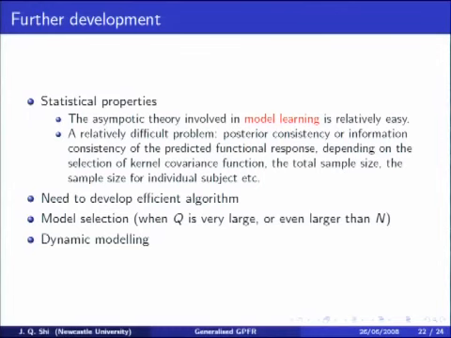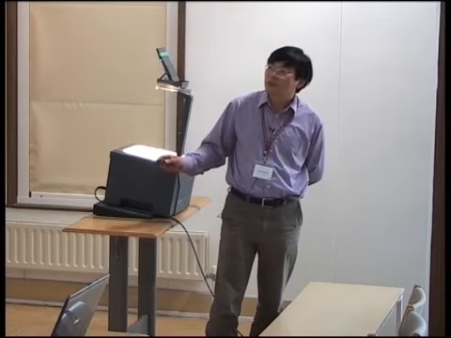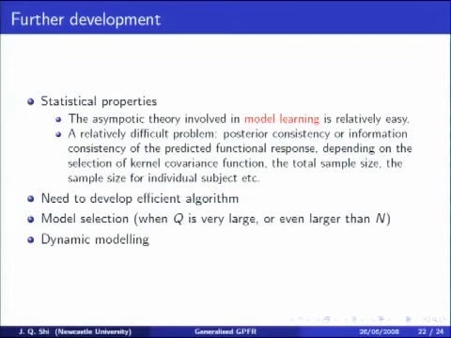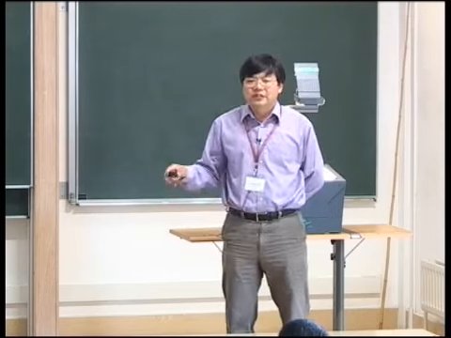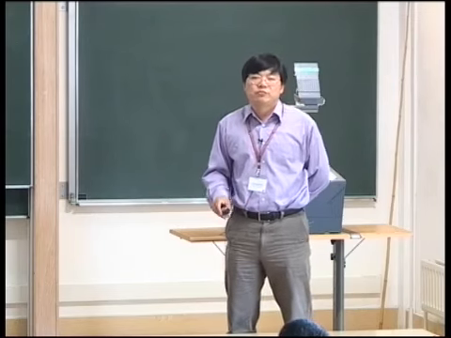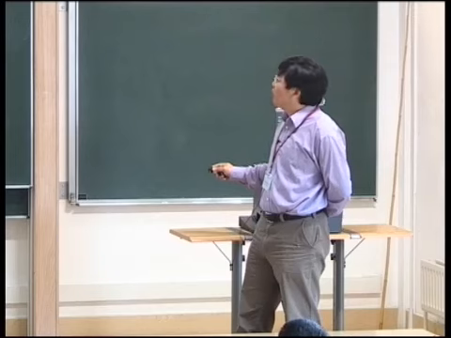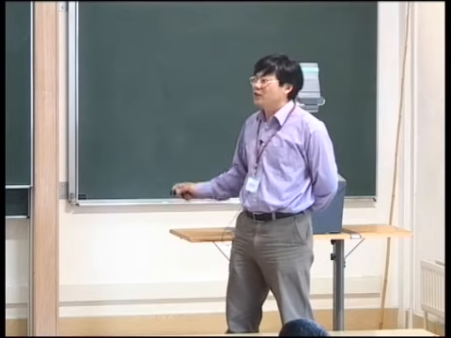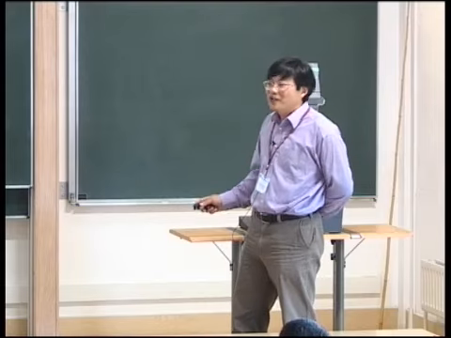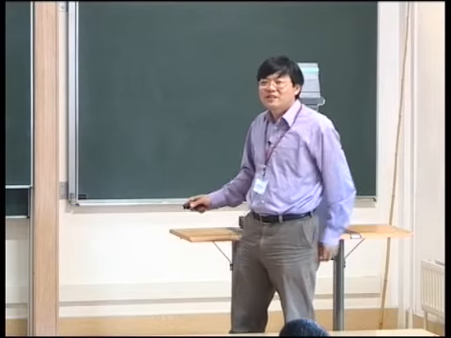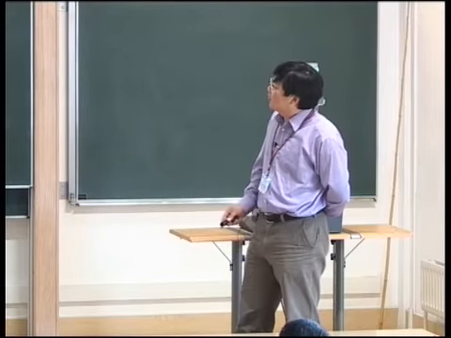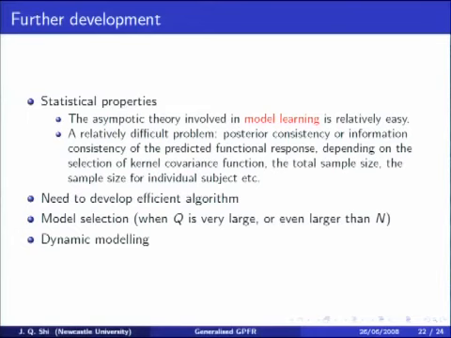At the moment we use the Laplace approximation. It seems okay, but we hope we can find some more efficient algorithm. For the model selection part, if our Q is around 10 or 20, it is okay. But if Q is very large, or even larger than the sample size n, this is a problem. I think Mingyuan mentioned this problem in his talk. We are also interested in some dynamic modeling.